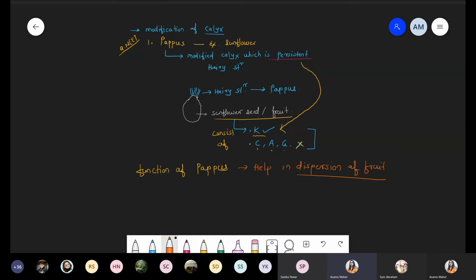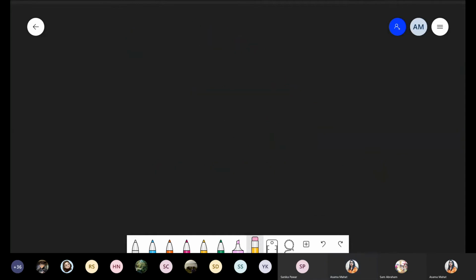Okay, ma'am. So next condition, corolla. Can you tell me the single letter code? Corolla is represented by, how do we represent? We can say these are the accessory parts because it is a helper part. There is no other important function. It only helps with the seed dispersion. That's it. So second part, corolla.